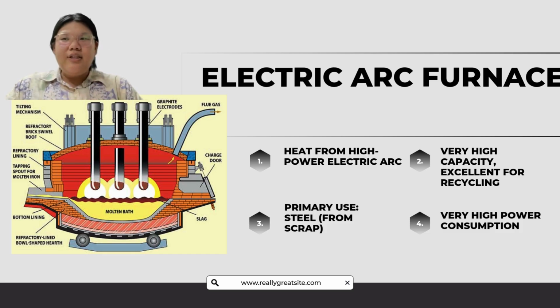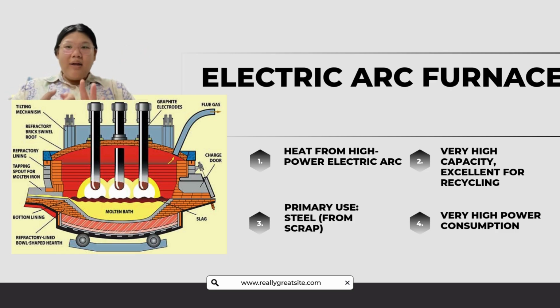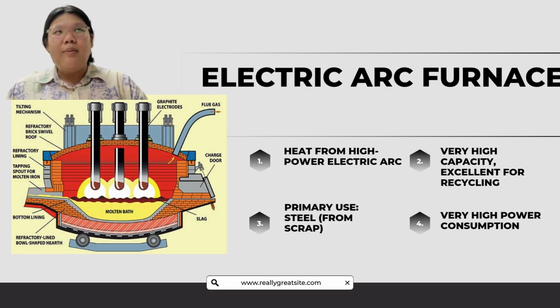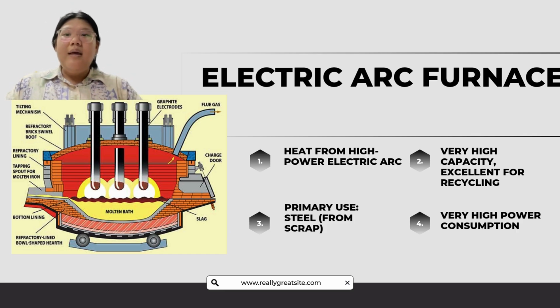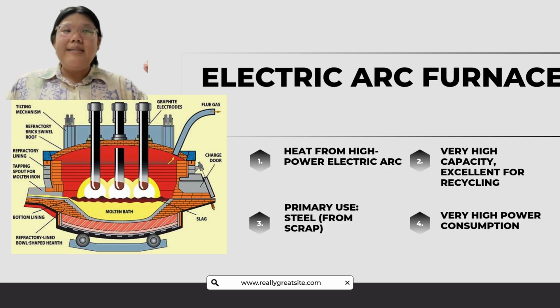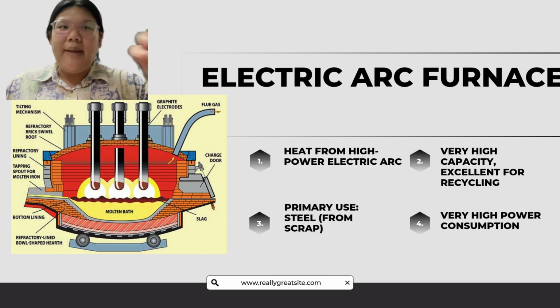Third, we have the electric arc furnace, also known as EAF. When it comes to melting steel, especially from scraps, EAF dominates the industry. It uses powerful electric arcs struck between graphite electrodes and the metal to generate immense heat, as we've talked about before, like the induction furnace. The EAF is known for its massive capacity, and it is a cornerstone for modern recycling, as it is very efficient when it comes to melting scrap metals.